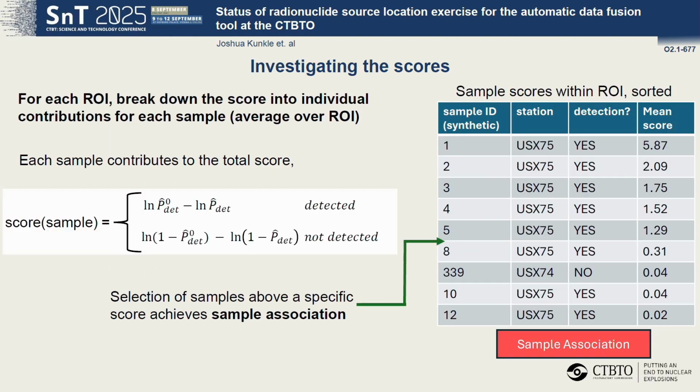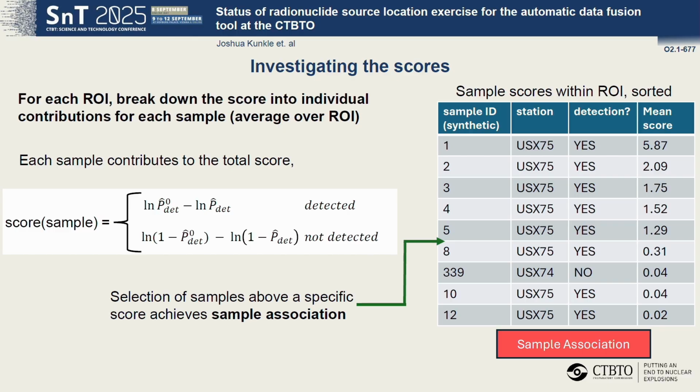Once you select a region, you can then inquire what went into that region. Here, I take an average over that region and ask, what happened? Each sample contributes to the score, so now I'm breaking out the pieces of that sum, and then we can sort that. Now we have a sorted list of samples and the score, how each contributed to that ROI on average. This is nice because now we have a list of samples that are relevant to that ROI. So this is sample association if you make this choice of threshold.